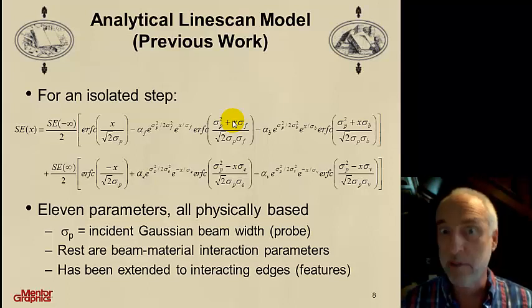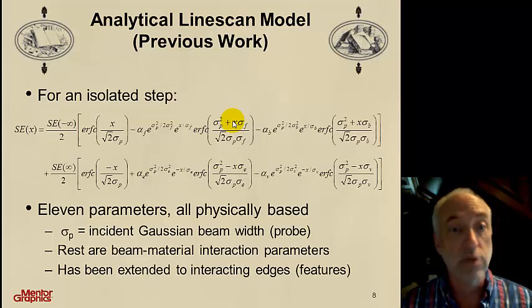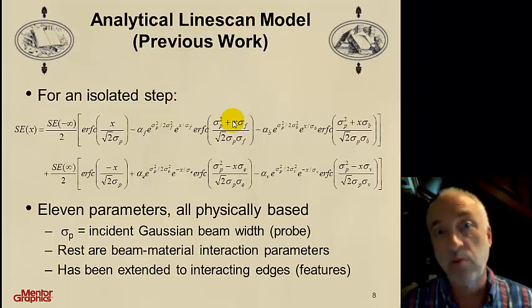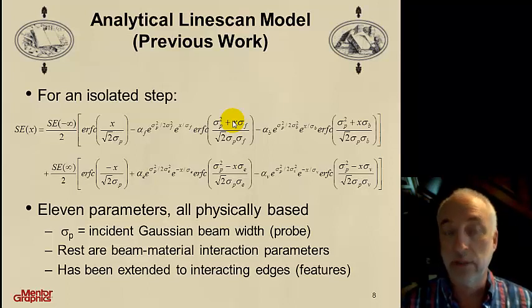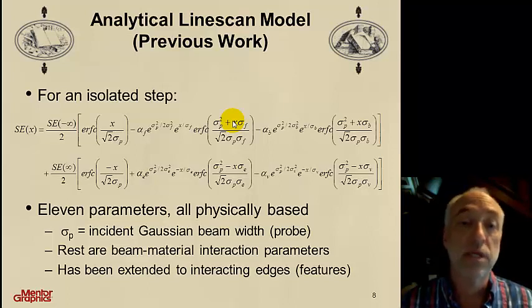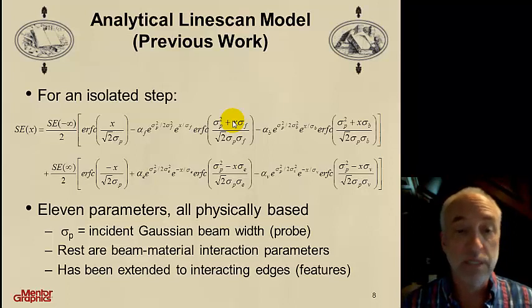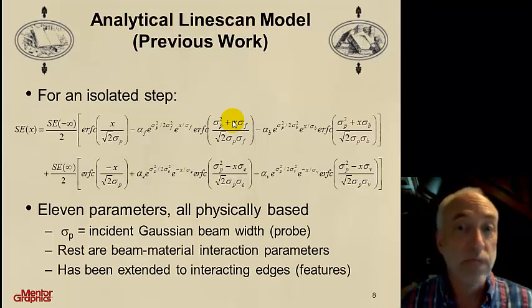It looks a little bit scary, but believe me, the fact that you have an analytical equation is much nicer than Monte Carlo-based kinds of simulations. There are 11 physically based parameters for the Linescan coming from an isolated step. One of those is the probe beam width, a Gaussian beam of electrons incident upon the sample, and the other are all beam material interaction parameters. They depend on the voltage, but also on the material properties of the substrate and the feature. This has been extended to interacting edges as well to create features with some extra parameters associated with that.